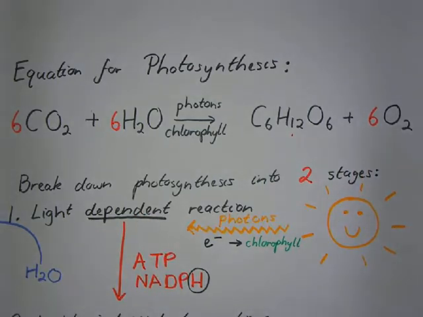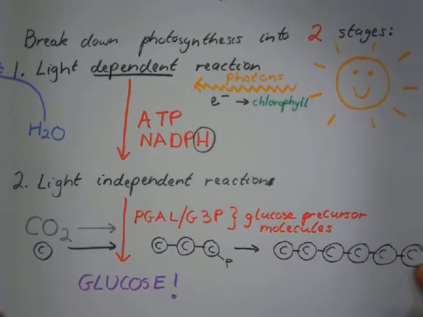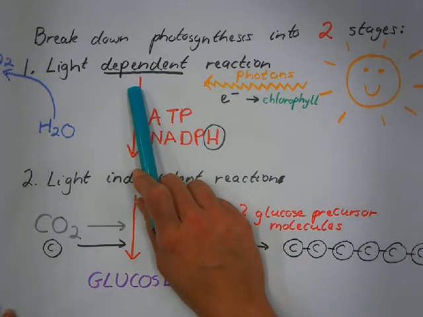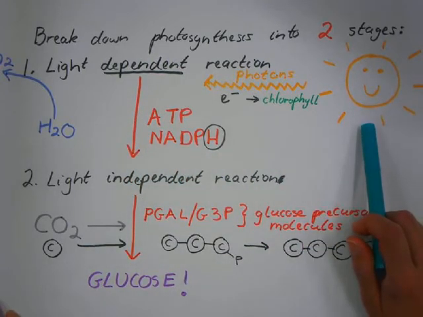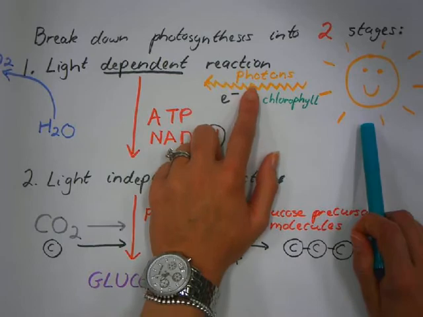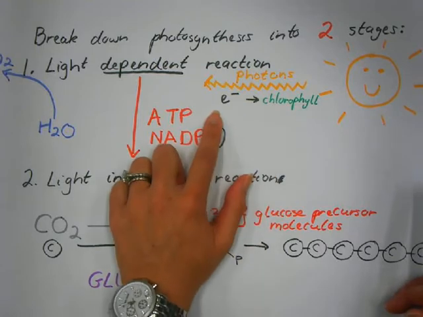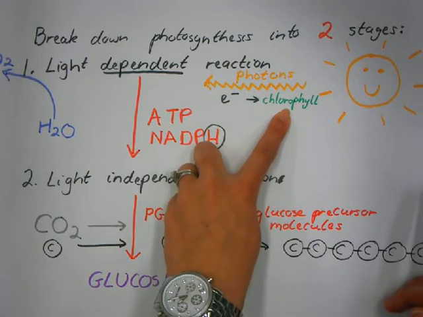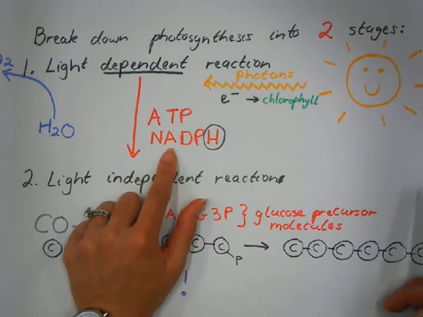Now, we can actually break down photosynthesis into two stages. The first stage is called the light-dependent stage. And it's called light-dependent because it depends on light. It depends on sunlight, because the sun produces light energy particles called photons. Now what these photons will do, just generally, they will excite an electron inside a chlorophyll molecule in the plant cells. This is ultimately used to produce ATP and NADPH.